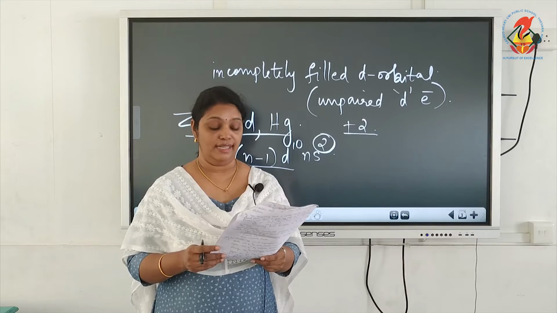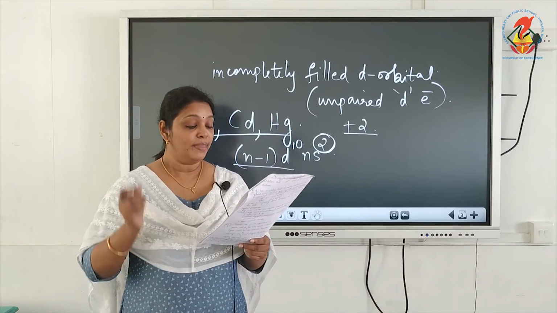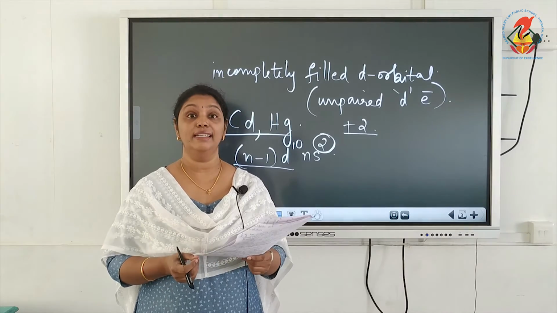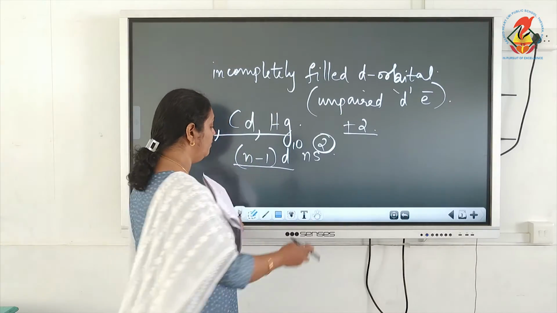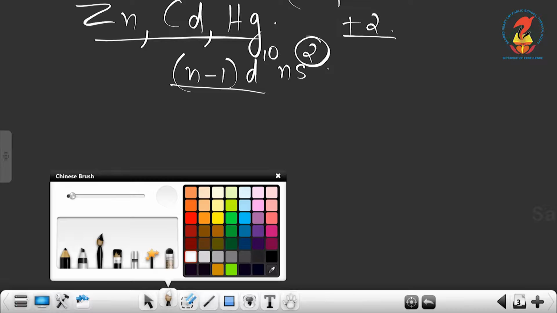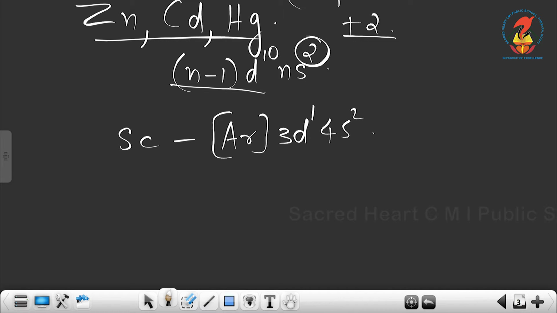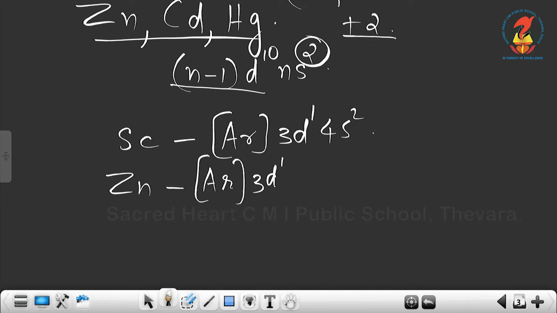Now the next question is question number 4. Scandium is considered as a transition element but zinc is not. Now how can we give the answer? The electronic configuration of scandium is argon 3d1 4s2 and the zinc electronic configuration is argon 3d10 4s2.